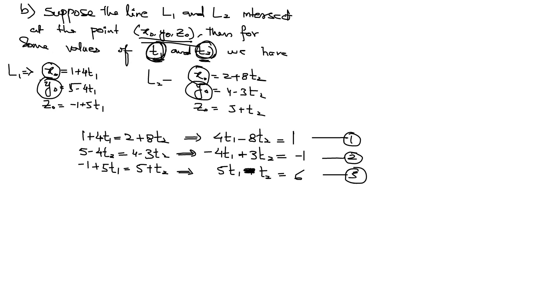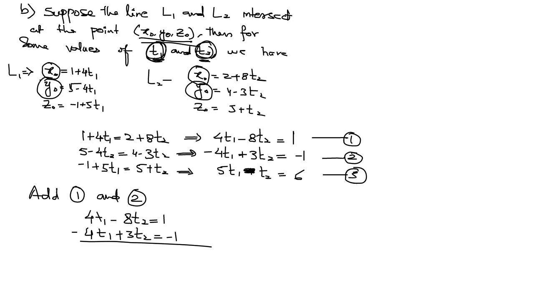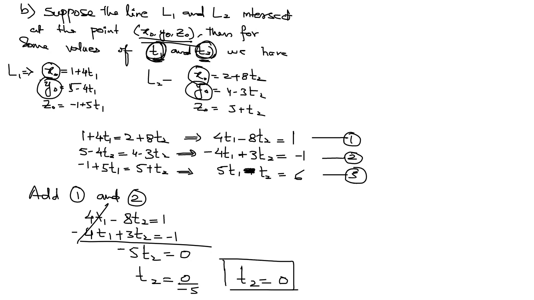Now you have to add 1 and 2. When you add 1 and 2, 4t1 minus 8t2 is equal to 1, and minus 4t1 plus 3t2 is equal to minus 1. So this is equal to what? This and this cancel. Minus 8 plus 3 is equal to minus 5 t2, which is equal to 0. Okay, so t2 is equal to 0 divided by minus 5, so t2 is equal to 0.